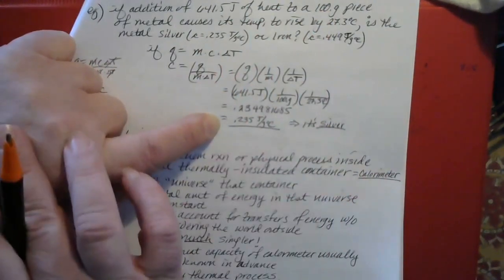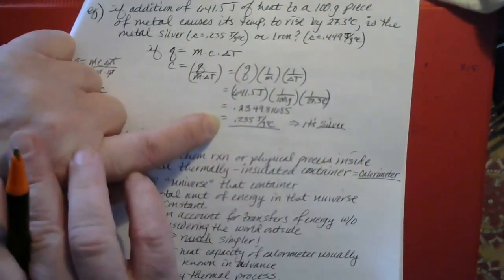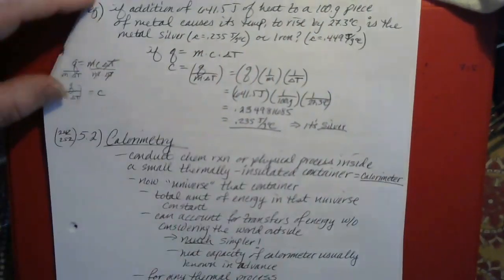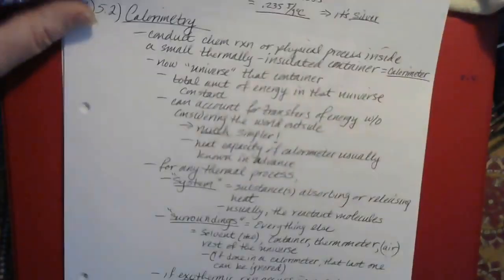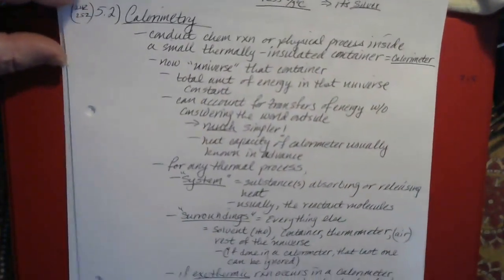Of course, another way to tell the difference would be to just throw some salt on top of the metals and see which ones rust. All right, so that's a way that you can identify an unknown metal, or an unknown substance for that matter.